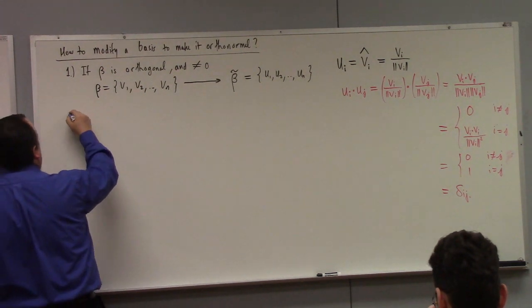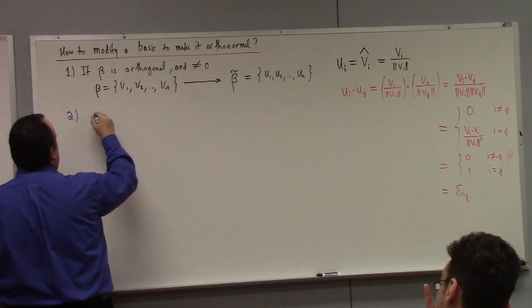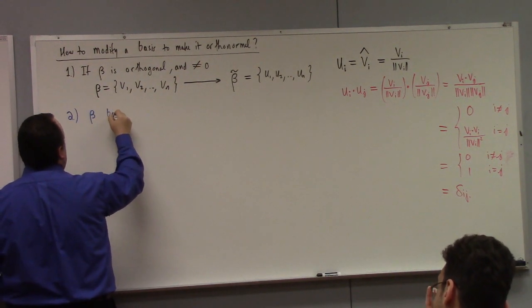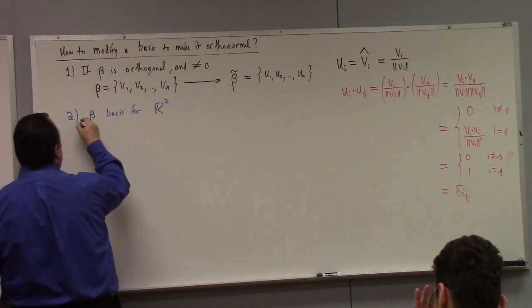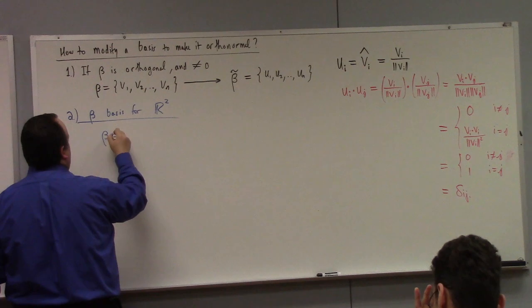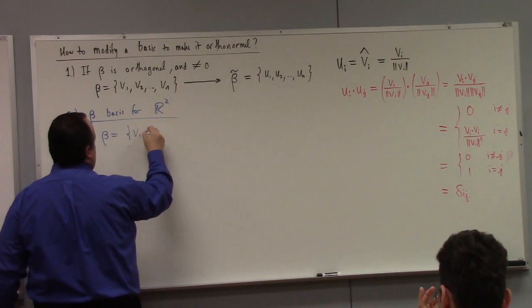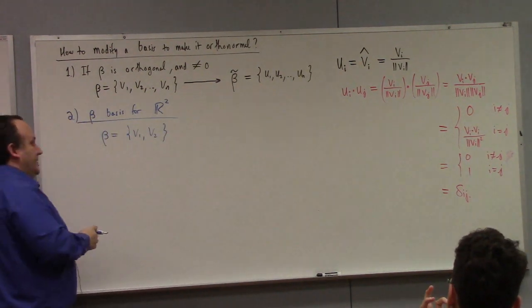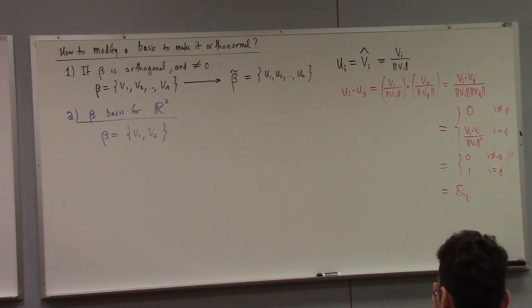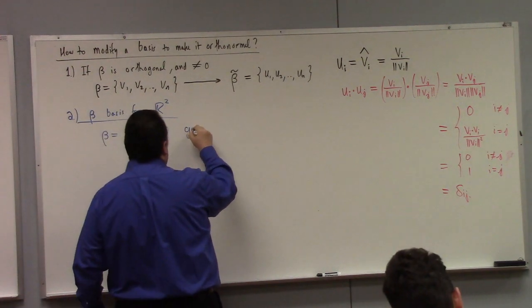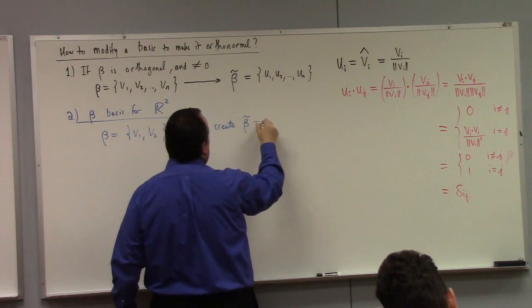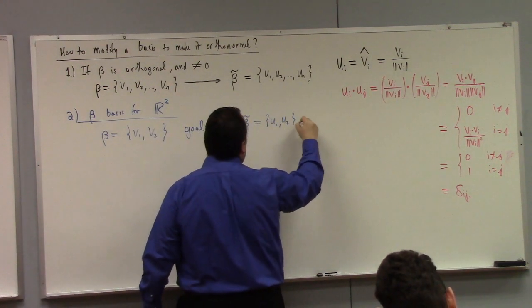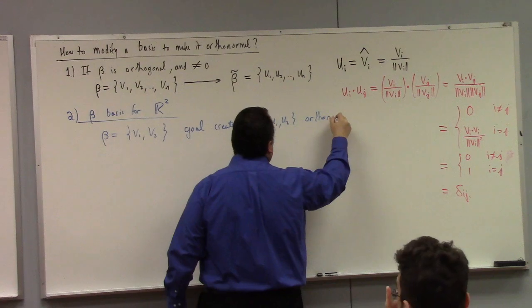So let's go on to case 2. Let's talk about a basis beta for R2. Let's try to understand that. So we'll let beta be equal to, say, v1, v2. All right? That's given. And our goal is to create beta tilde, u1, u2, orthonormal. All right?